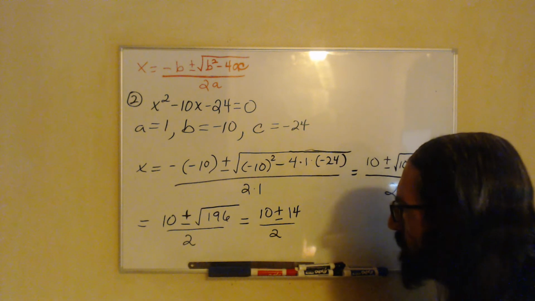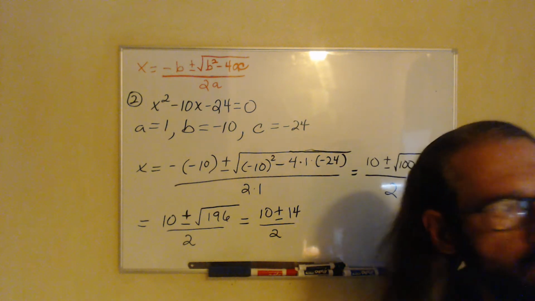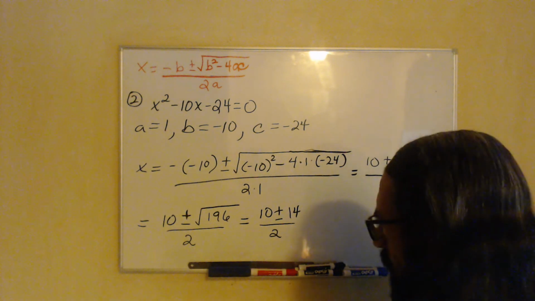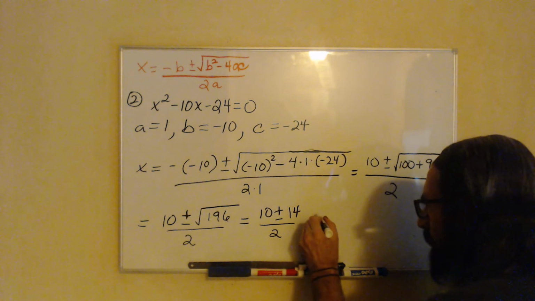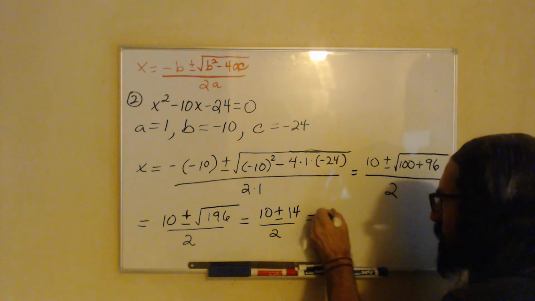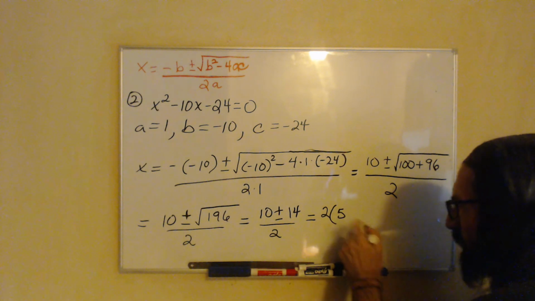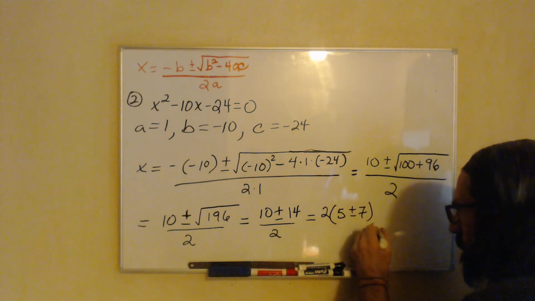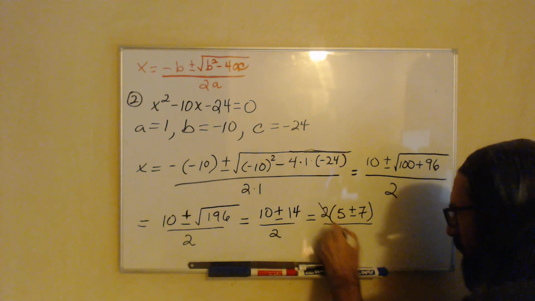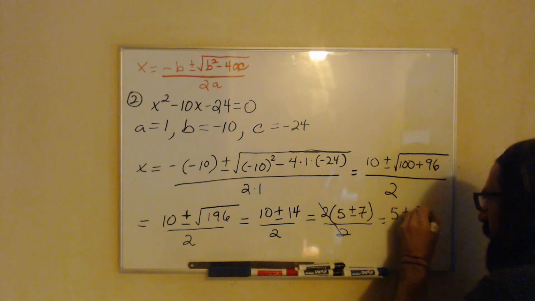Now, by the way, even if we don't get rid of the square root, something that's going to come up later, I'm going to go ahead and apply now. These are both even. If I factor a 2 out of there, in fact, that's the largest number that will go into 10 and 14, that's going to cancel out. 5 plus or minus 7.